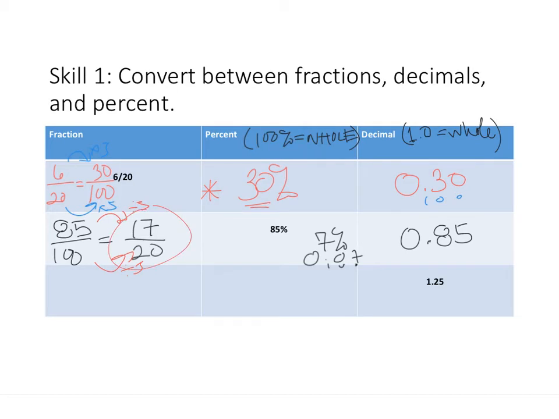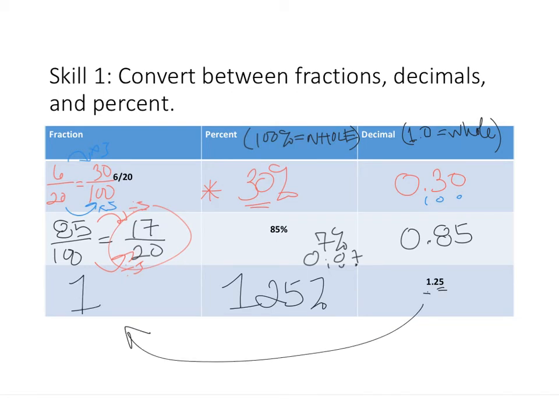Then finally, we have a decimal of 1.25. Remember, 1 whole represents 100% and 0.25 represents 25%, so it's 125%. Now to represent this as a fraction, 1 whole doesn't change anything, and 25% is the same thing as 25 hundredths. We just simplify that down into 1 1/4.